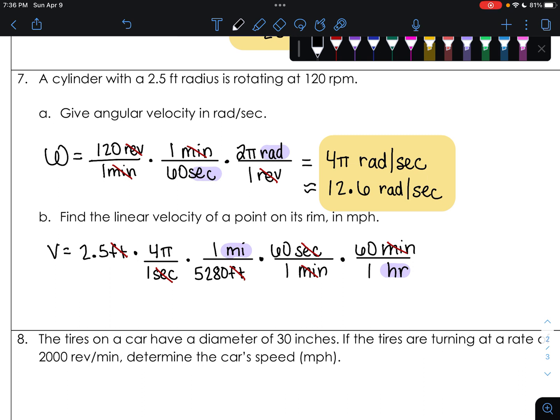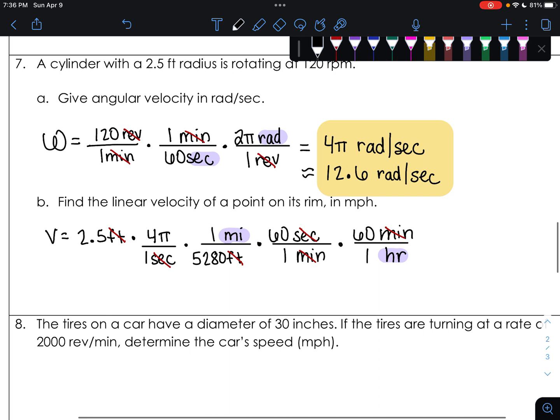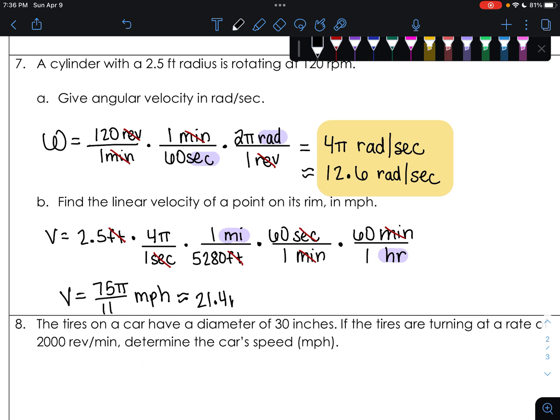In my numerator, it's going to be 2.5 times 4 pi times 60 times 60. In the denominator, it's just 5,280. So if we didn't type in the pi, we would get 75 pi over 11 miles per hour. If we typed in the pi, we would get 21.4 miles per hour.